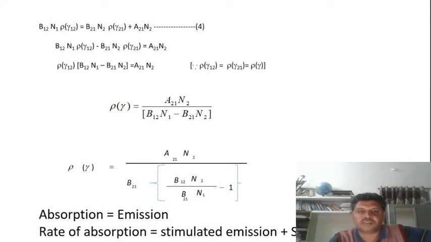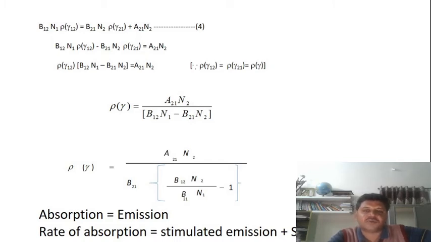Now here, in equation number 4, the LHS is the rate of induced absorption. In the RHS, we get two terms, that is the rate of spontaneous emission and the rate of stimulated emission. We want to calculate the energy density. Our concept is to calculate the energy density rho of nu. So we have to equate all these equations towards the energy density.